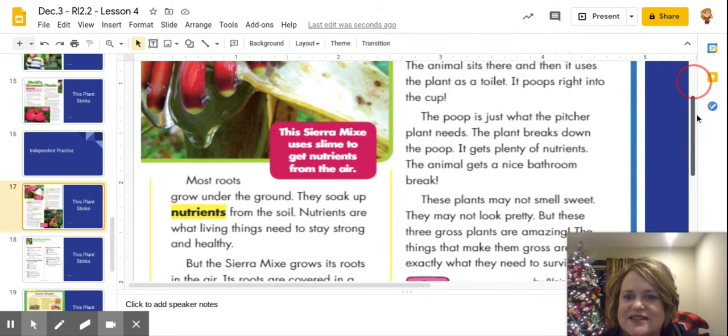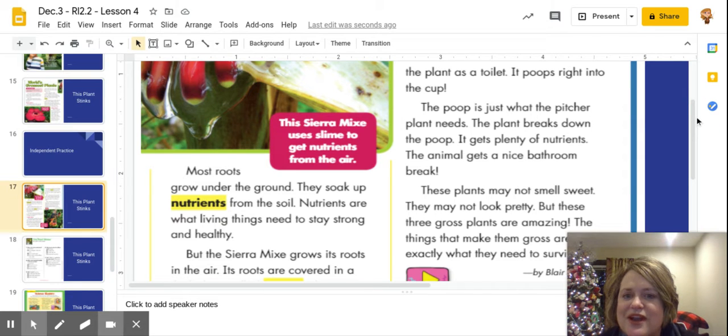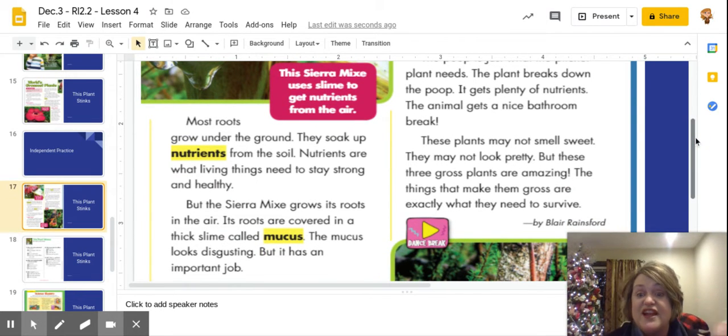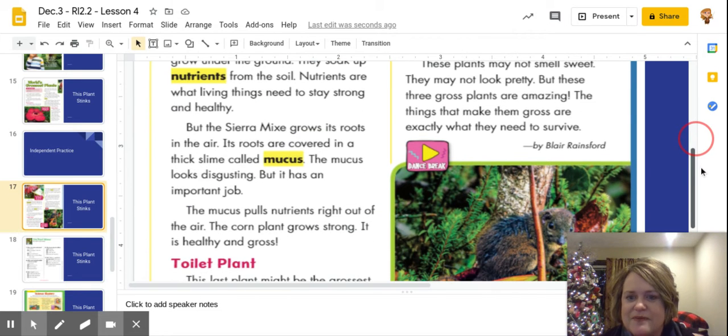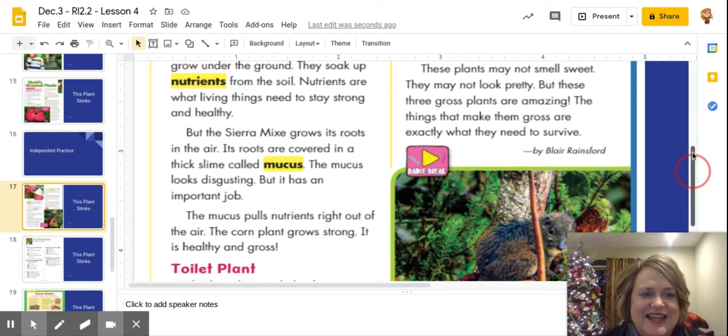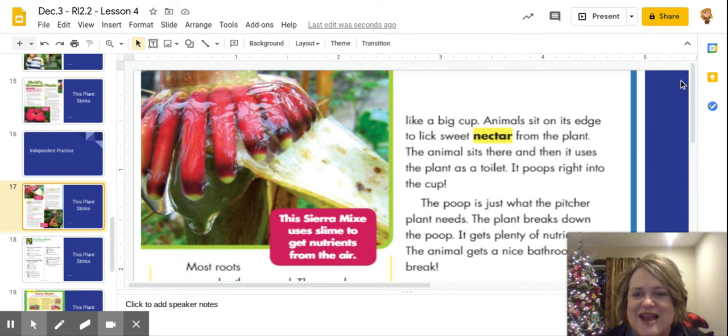It is the roots. It says most roots grow under the ground and they soak up nutrients from the soil. Nutrients are what living things need to stay strong and healthy. But a Sierra mix grows its roots in the air. Its roots are covered with a thick slime called mucus. The mucus looks disgusting, but it has an important job. The mucus pulls nutrients right out of the air. The corn plant grows strong and it is healthy and gross. So we look at that plant again and look at it as just oozing slime and mucus.